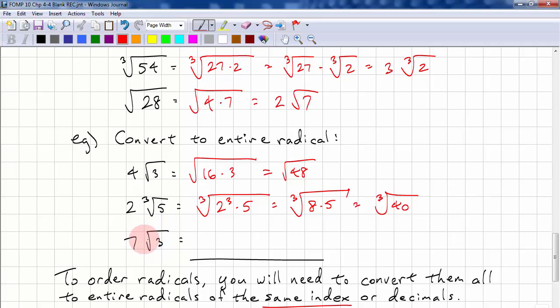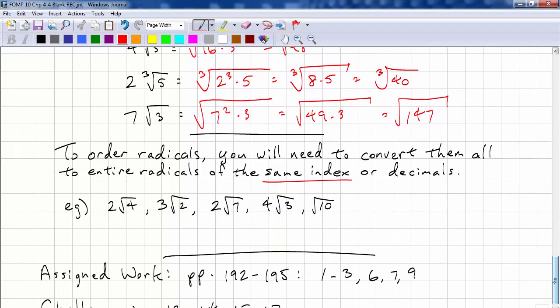Again, the index is implied to be 2, so we need to square 7. Square root of 7 squared times 3. And that's 49 times 3. If we made this 50, we can do the math in our heads. So 50 times 3 is 150, but we need to subtract 3 because it's 49. So this is 147.